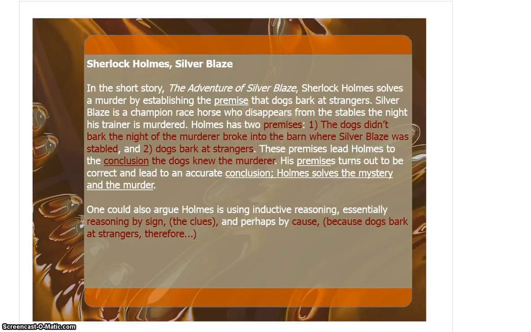Sherlock Holmes, Silver Blaze. In the short story, The Adventure of Silver Blaze, Sherlock Holmes solves a murder by establishing the premise that dogs bark at strangers. Silver Blaze is a champion racehorse who disappears from the stables at night, the night his trainer is murdered. Holmes has 2 premises. The dogs didn't bark. Premises are things that actually happened. Facts. The dogs didn't bark the night the murderer broke into the barn where Silver Blaze was stabled, and dogs bark at strangers. These premises led Holmes to the conclusion that the dogs knew the murderer. His premises turned out to be correct and led to an accurate conclusion. Holmes solves the mystery and the murder.